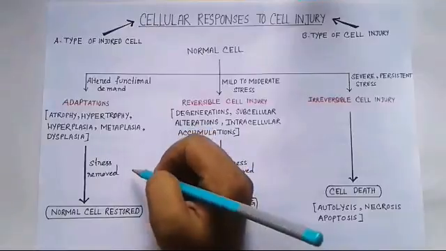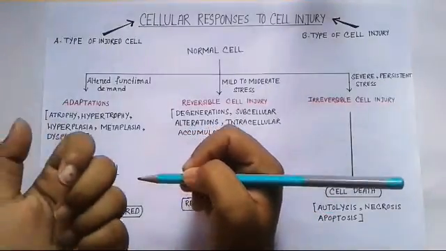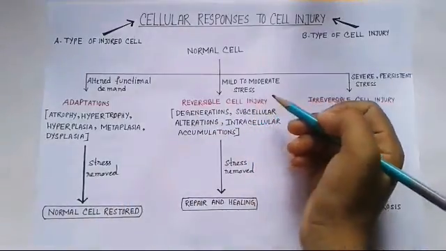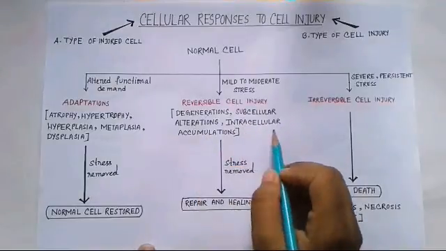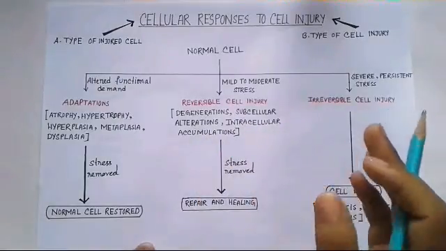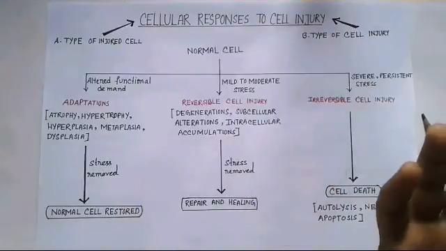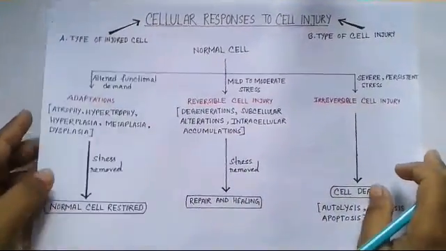After the stress is removed, the cell can revert back to its normal size. Then when the stress is mild to moderate, degeneration, subcellular alterations, and intracellular accumulations occur. But when the stress is removed, the cell may recover. So this is called the reversible type of cell injury.